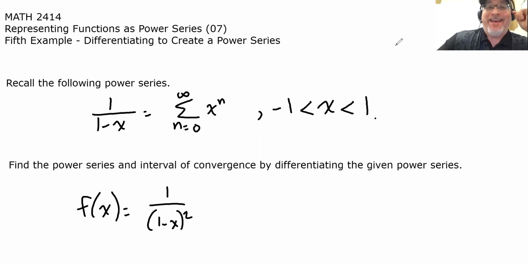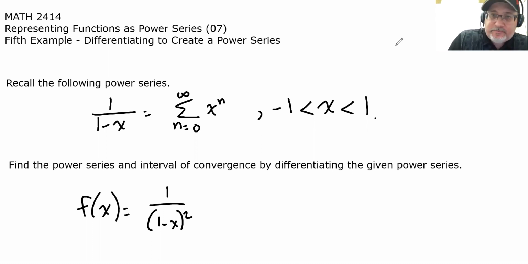1 over 1 minus x equals the sum from n equals 0 to infinity of x to the nth power, where x is between -1 and 1. Find the power series and interval of convergence by differentiating the given power series. Our function is f of x equals 1 over (1 minus x) squared. So basically what we're going to do is take the derivative of the series that we're given to try to find the series that we have here.